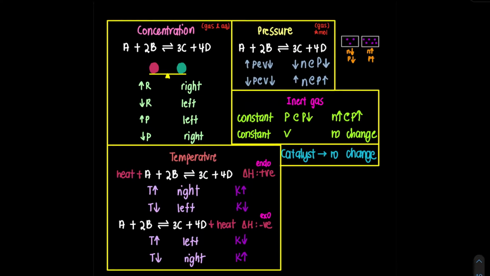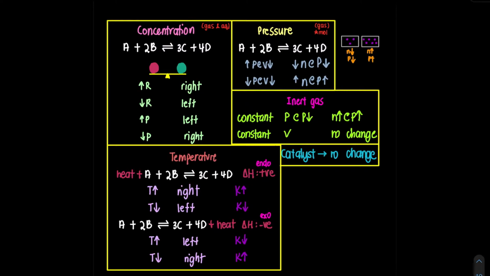So what does it mean by shifting to the right? It means that our reactant will become product. Our arrow here will be to the right, or we call it the forward reaction, from the reactant to our product. Okay, that is one way of seeing it.